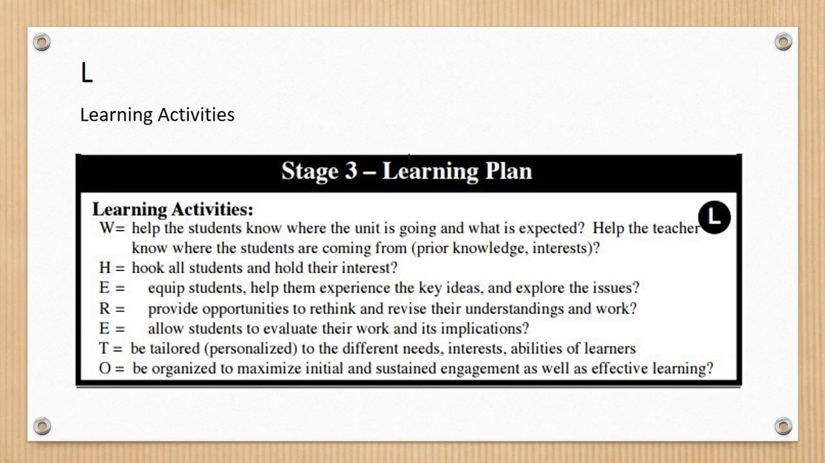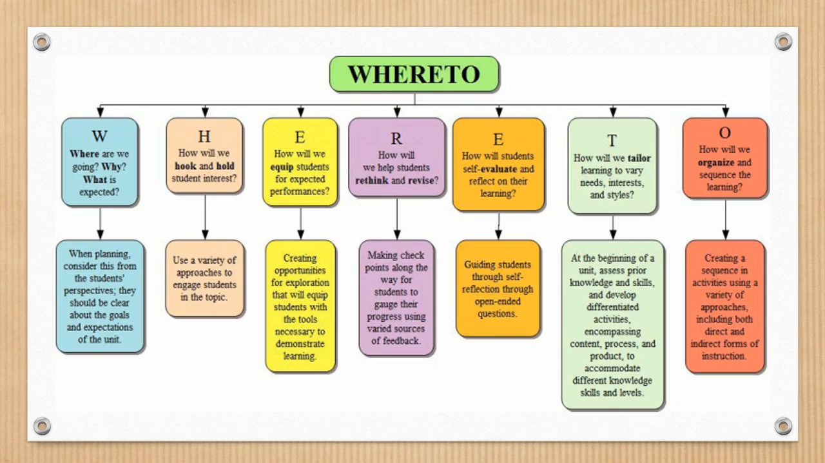And there's another one I found that I'm going to show you that I think makes it a little easier to see. They've bolded any of the letters. So W is where are we going? Y, what's expected? H, how are we going to hook and hold student interest? We know that's important. How are we going to equip the students for their expected performances? R will be to help students rethink and revise, also so they can gauge their progress. E would be for self-evaluation as they reflect on their own learning, and that's using open-ended questions.